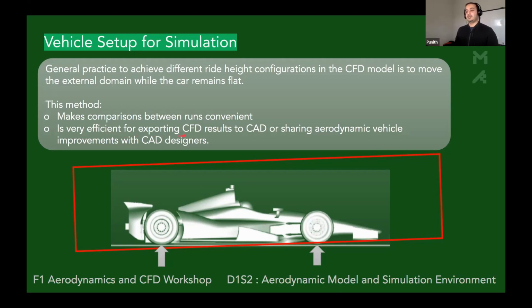It's also very efficient for exporting CFD results into CAD or sharing aero improvements with CAD designers. So imagine if your car was all over the place, moving and pitching differently in different simulations, and you wanted to show some streamlines to a surfacer or a CAD designer. You'd have to then reposition your streamlines into the base car model, which is not very efficient. So it's easier if the car stays in a design condition from the CAD package, and then you're moving your domain to achieve the different ride heights and roll and steer.